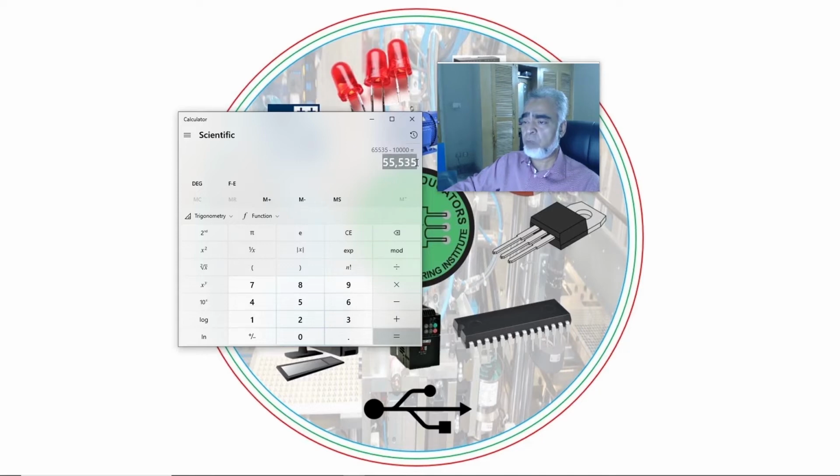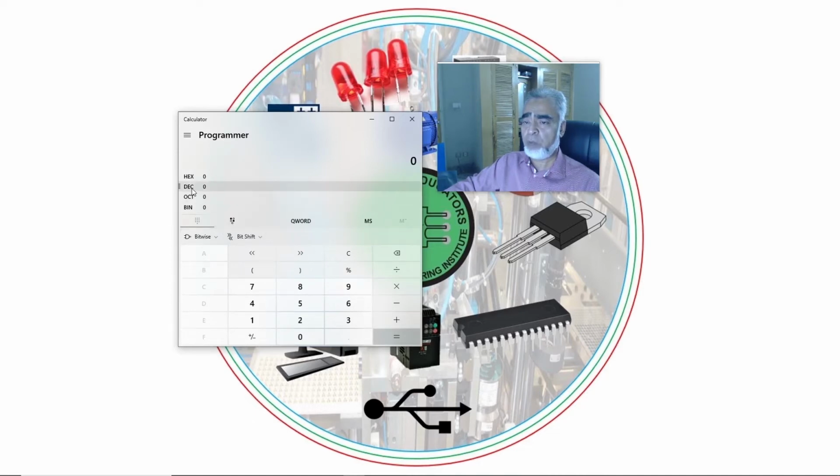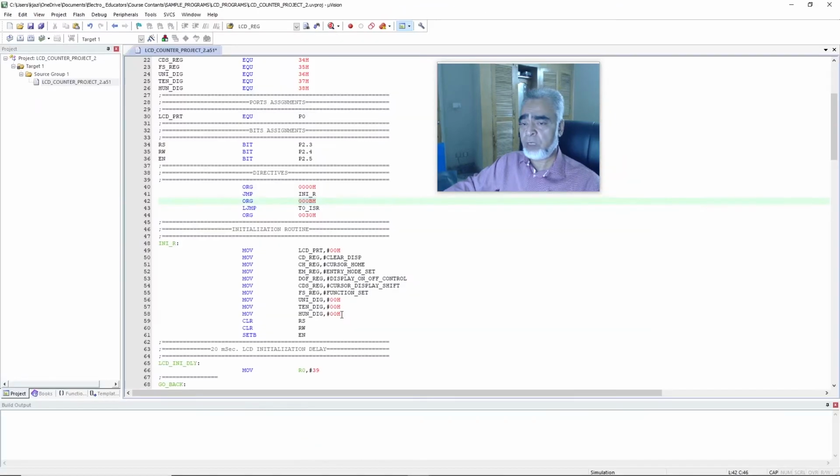So we'll copy this number from here, and here we'll go to the selection and select the mode of the calculator as programmer, and select the decimal value, and we'll paste the number here, Control V, and here we can find the equivalent hex value for the number, that is D8EF. So we'll use this number to initialize timer low 0 and timer high 0. The value EF will go to the timer low 0 and the value D8 will be loaded to the timer high 0. So we'll move the value EF to TL0 and move the value D8 to TH0, and here in the initialization routine we will initialize the timer 0.